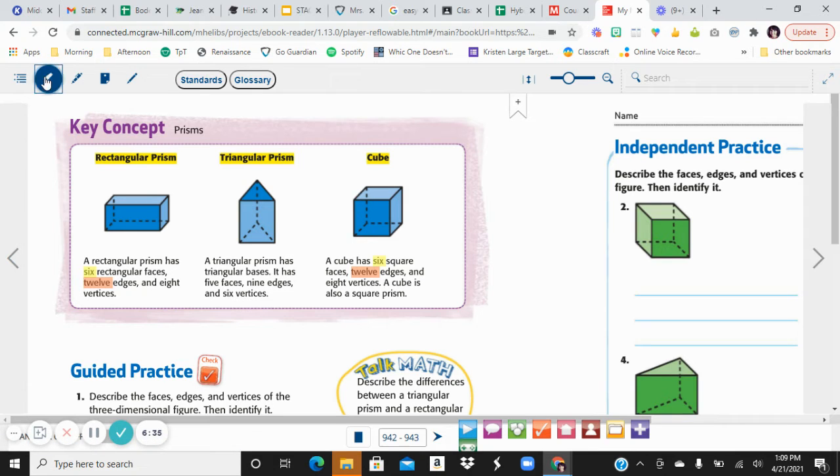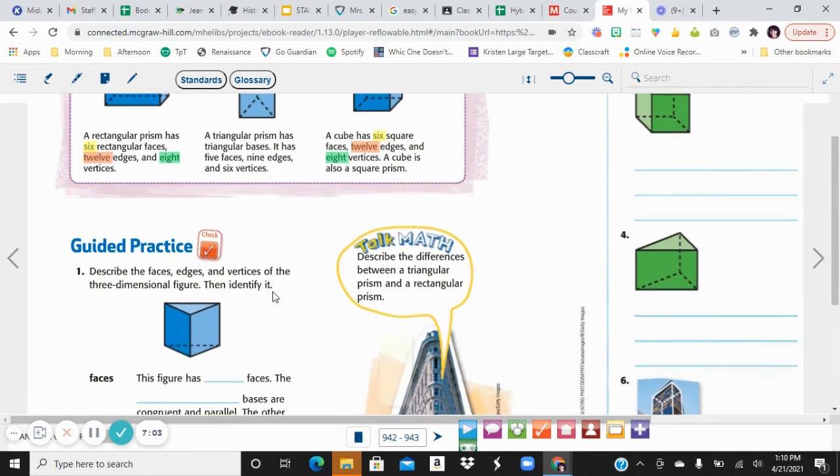And you'll notice that it has 8 vertices. Both of these do. And the cube also has 8 vertices. So they're pretty similar. And that's because, remember from our classifying shapes by their attributes, squares are rectangles. So they have a lot in common. But the triangular one has some different numbers because it doesn't have all the sides. Okay, let's take a look.